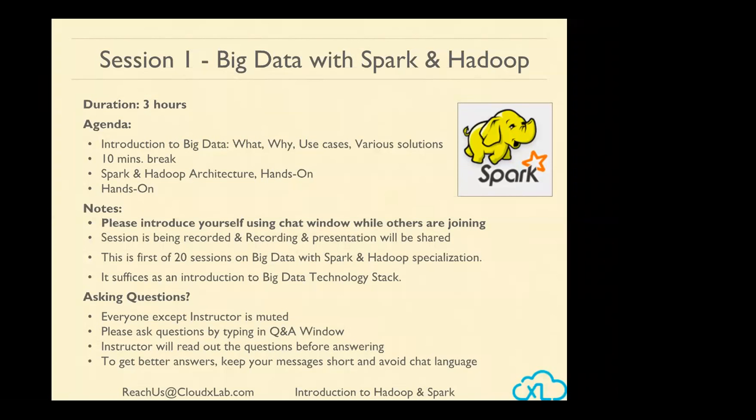The format of the session is that today we are going to talk about big data: what, why, the use cases, and the various solutions. The total session is of 3 hours duration with a 10 minute break midway. After the break, we cover Spark and Hadoop architecture along with the hands-on.